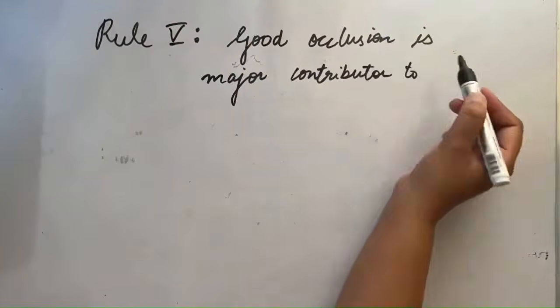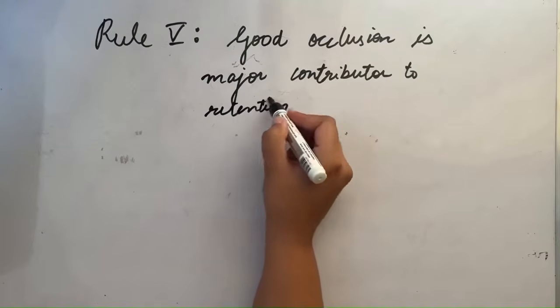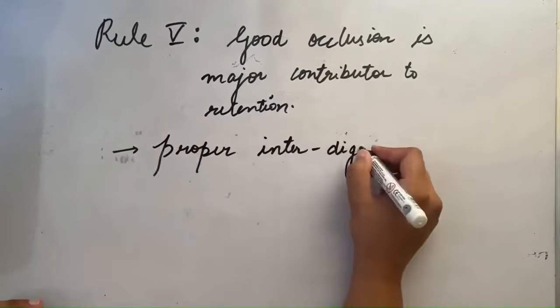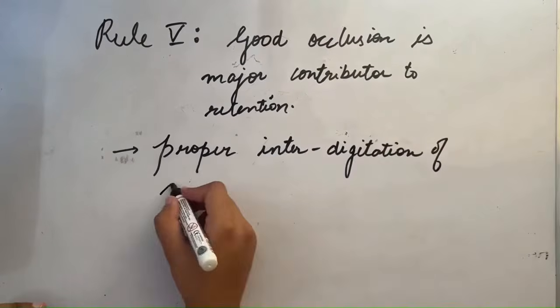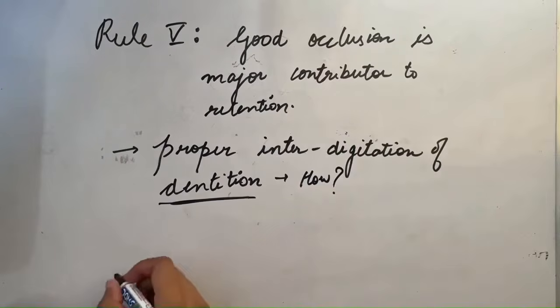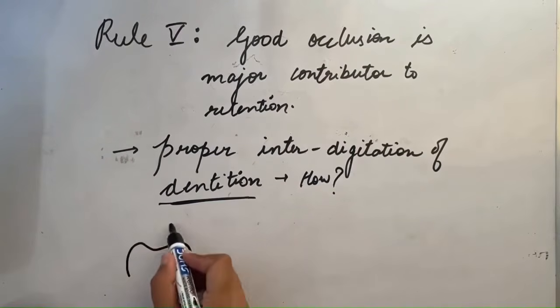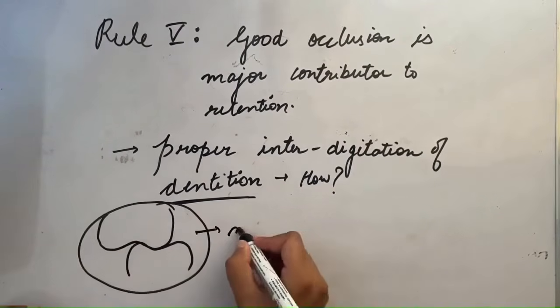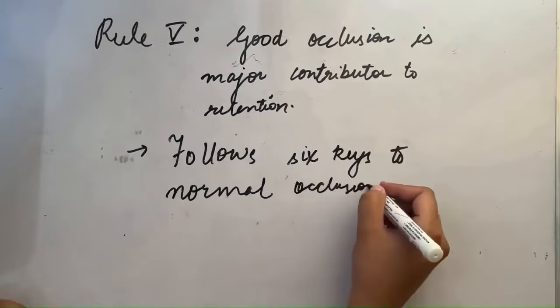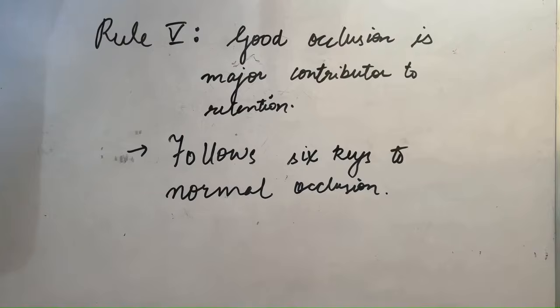Rule 5, or Theorem 5, states that good occlusion is a major contributor to the retention of teeth. A good occlusion with proper interdigitation of teeth, as seen in the diagram, is really needed for stable results. This diagram depicts that a molar relation with proper cusp-fossa relation is more stable than the molar relation without it, and also one which follows all the 6 keys to normal occlusion.